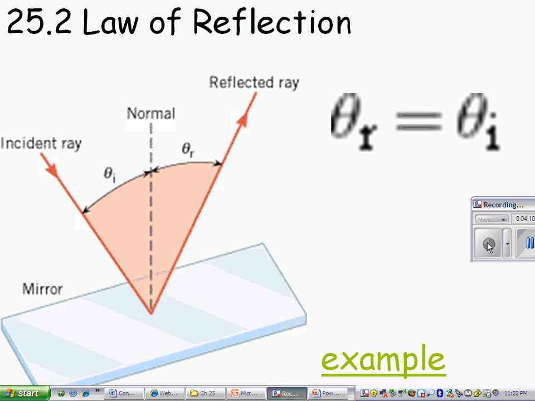So the major piece of information we need to come away with here is that the angle of incidence equals the angle of reflection, and this is called the law of reflection.